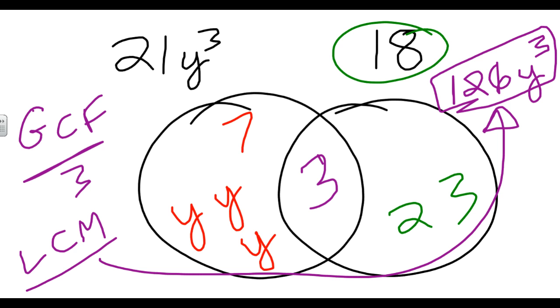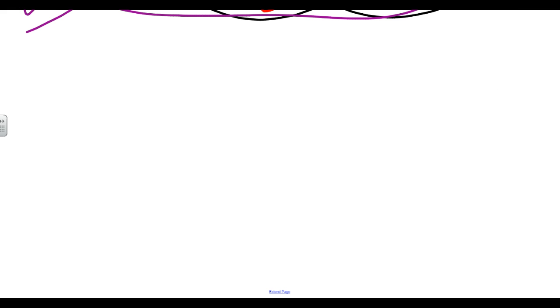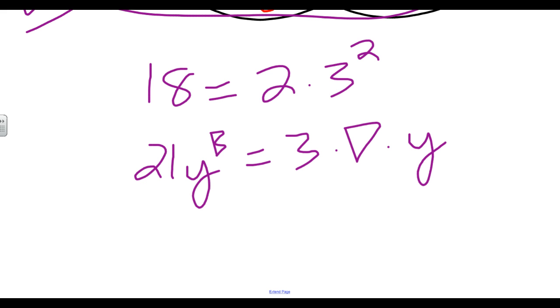For each example, pause the video. Before we go back to do that, I promised a prime factorization here. So let's go ahead and look at that. 18 is 2 times 3 squared. 21y cubed is 3 times 7 times y cubed.